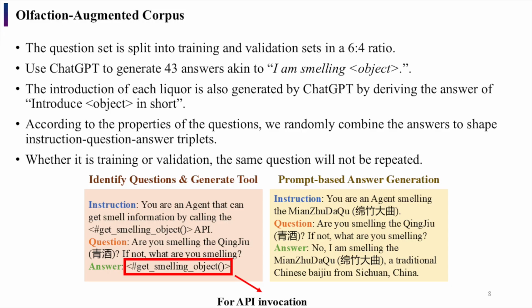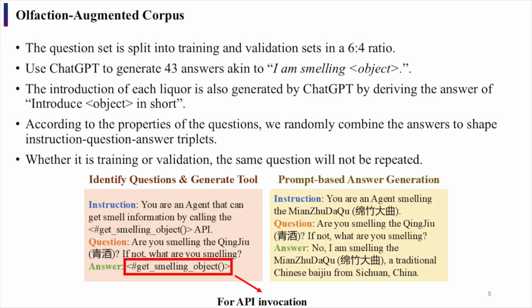We used ChatGPT to generate 43 answers similar to "I'm smelling object." The introduction of each liquor is also generated by ChatGPT. According to the properties of the questions, we randomly combine the answers to shape instruction, question, answer triplets. And we design two kinds of triplet. The first one pushes the models to identify if the question is related to the smell. The answer is a command-like token to activate the gas label collector.